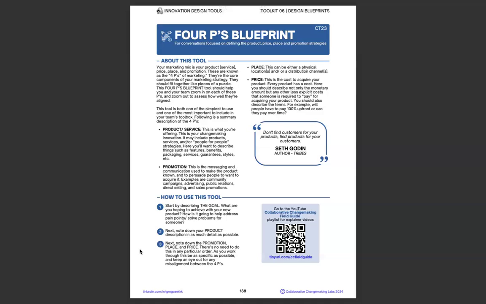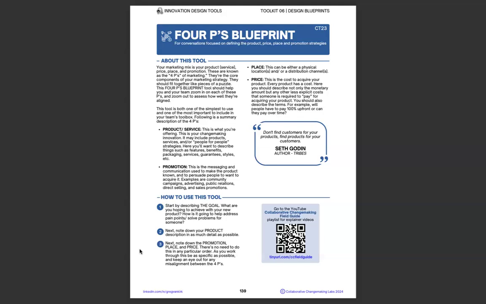So about this tool, your marketing mix, the four Ps, is your product or service, price, place, and promotion. These are known as the four Ps of marketing. They're the core components of your marketing strategy. They should fit together like pieces of a puzzle, right? They should all fit together well.